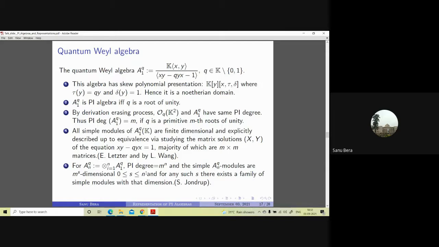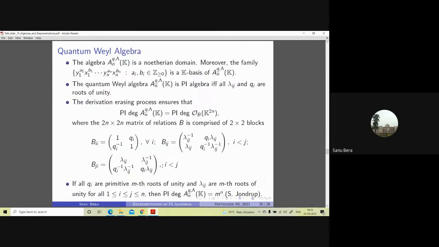A more general version of the Weyl algebra exists in the literature, that is the multi-parameter version of the quantum Weyl algebra. There, no representation is classified, and also the PI degree is not classified explicitly. For the tensor product case the PI degree is classified easily because it is a tensor product. But we are working on this area with Snehashis, under the guidance of Ashish sir.